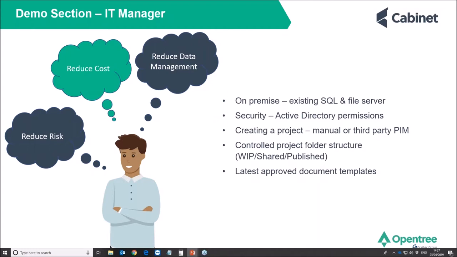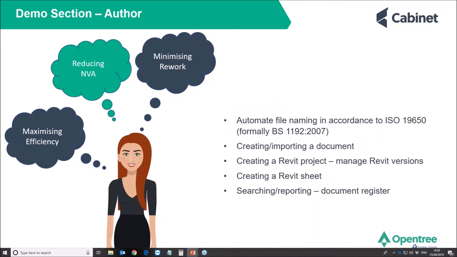So if we look at now the author, what we're going to do is show you how we go about creating files. So we want to create and import a document, but when we do that, we want it to automate the file naming in accordance, in this case, to ISO 19650. Then we're going to create a Revit project. It's worth noting that when you create Revit projects, we're going to be selecting a template. And because Cabinet knows about the different versions of Revit, you can run multiple versions of Revit at the same time. So you might have, I don't know, 17, 18, and 19 running.